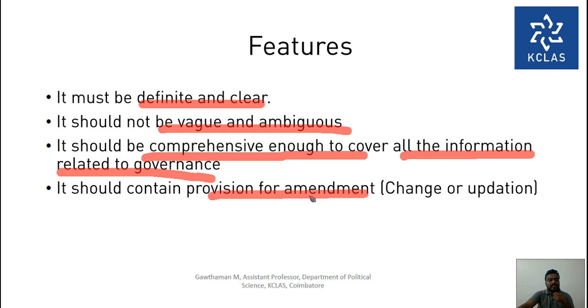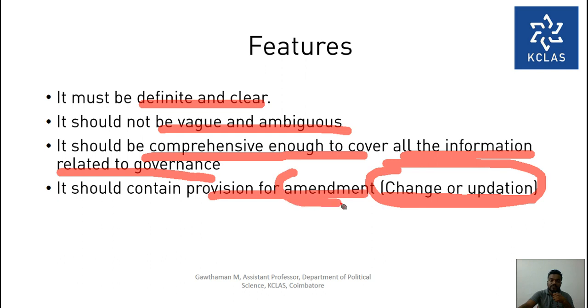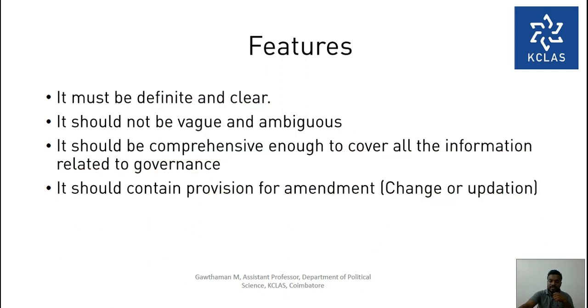So the question is, what is amendment? Amendment means that as time goes on, a lot of changes happen in our social, economic and political life. Based on those changes, there should be changes in our laws and regulations also. So there should be an option in our constitution for changes and updation. That option of change and updation is known as amendment. So for a proper constitution, there should be scope for amendment.